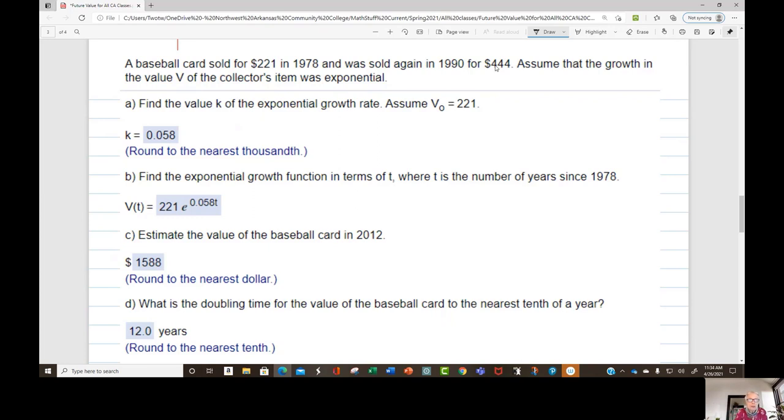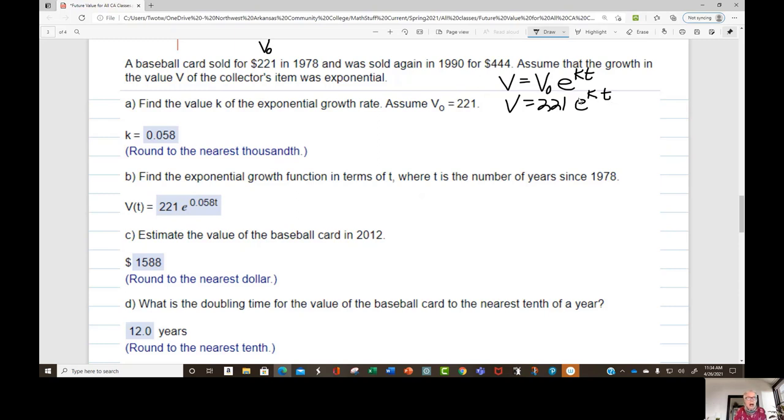Assume that the growth of the value V of the collector's item was exponential. So that again means you're going to use V equals V naught e to the kt. And then your V naught is the first price. V equals 221 times e to the kt. And then to be able to find out what k is, we have to work with this later time and later price.